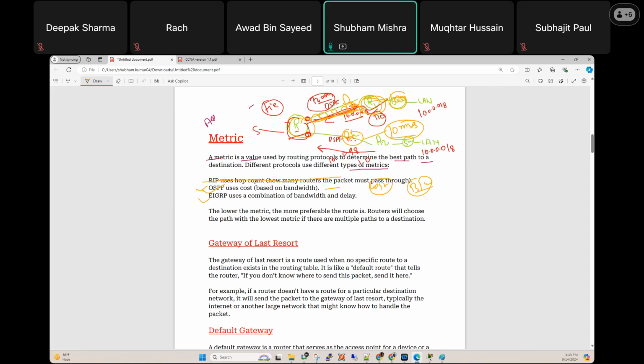Point number 3: every routing protocol's calculation of metric is different. For example, OSPF uses cost and EIGRP uses a different method, that is called K values. Okay, we will discuss these things later. So please remember this one: different routing protocols have different metric calculation methods. Clear now? Anyone? Any doubt?